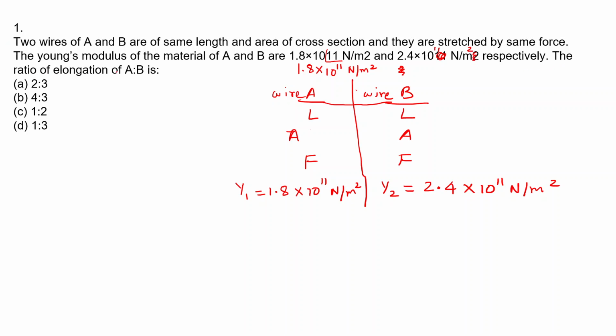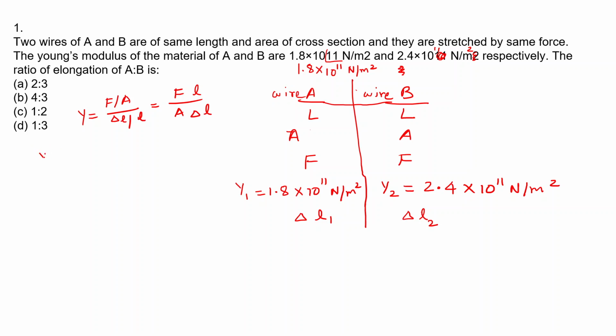The ratio of elongation of A to B. That means we need to find out the elongation. Elongation means we are stretching, so the final length is increased, but what is that change we want to find out for this wire and for that wire. So from the formula we just did, we know that Y is stress divided by strain, and after simplifying this formula we got this, right?